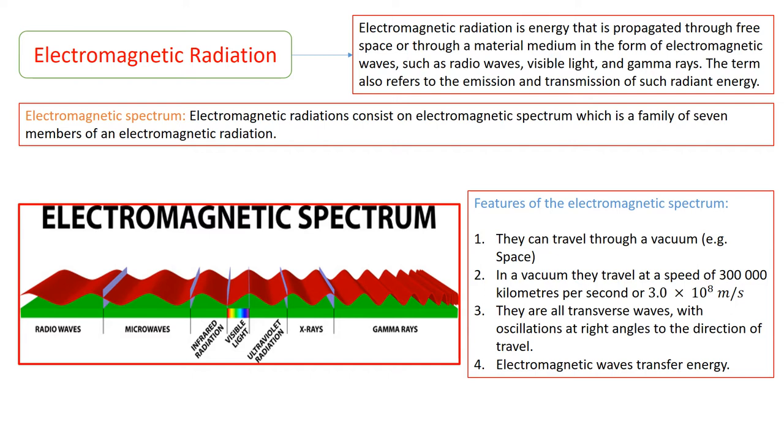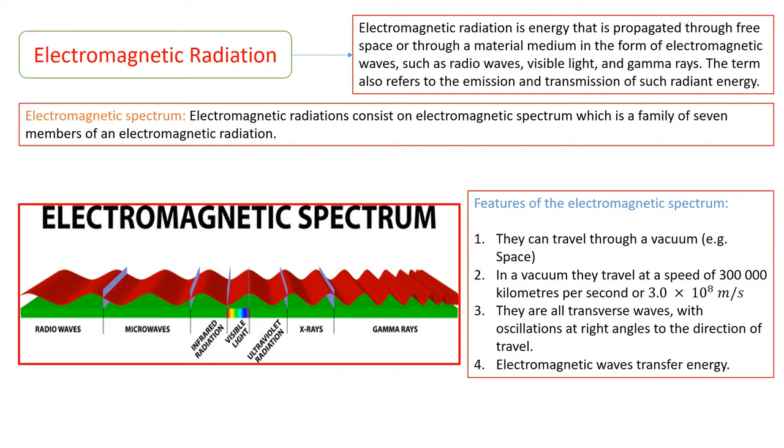So the important features which you all need to remember about the electromagnetic spectrum is that they can travel through space or vacuum. Electromagnetic radiation always travels through a vacuum, and in a vacuum they travel with the speed of light, which is 3 × 10^8 m/s. It means that all the components of the electromagnetic spectrum travel with the same speed, which is 3.0 × 10^8 m/s.